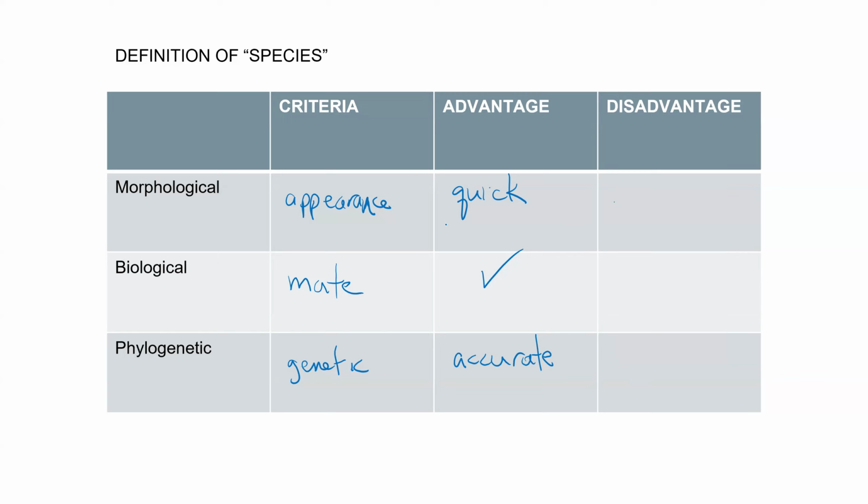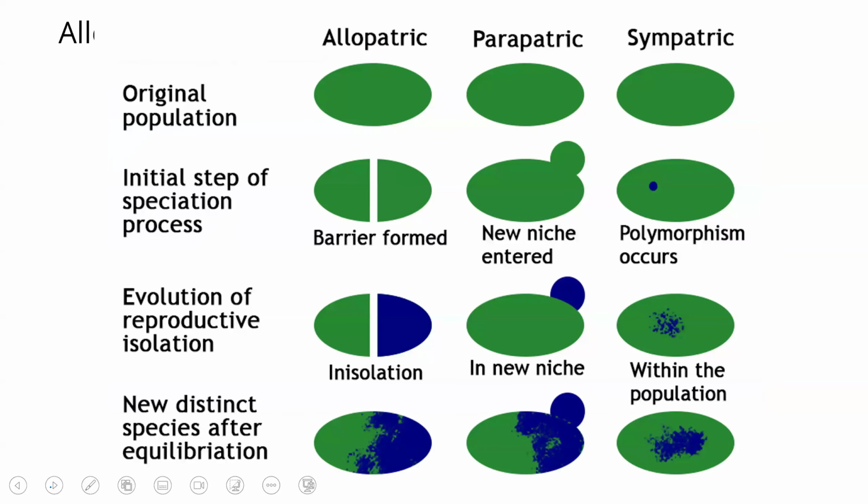Also, this works for asexual reproduction, as does the phylogenetic. For biological, you must have the ability for gene flow to take place. From there, we talked about how this can occur, and we said there are 3 different forms of divergence.